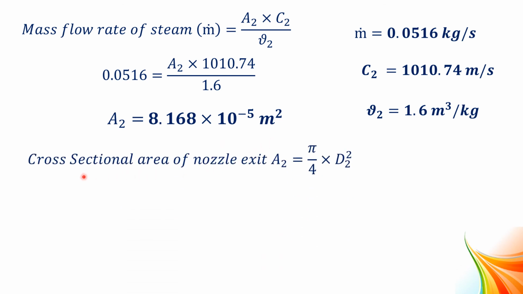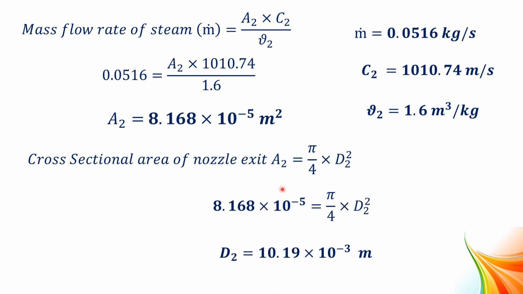So cross-sectional area of the nozzle exit A2 equal to pi by 4 into d2 square. Now substituting the value of A2 in this equation, we get the diameter at the exit of the nozzle d2 equal to 10.19 into 10 to the power minus 3 meters.